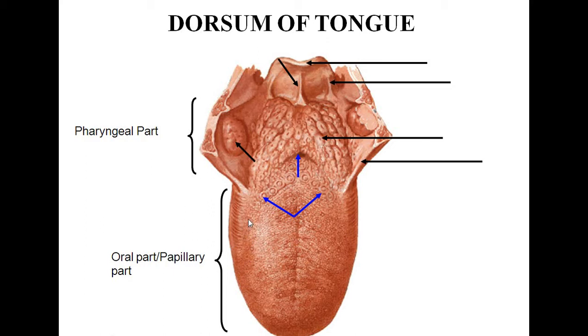The anterior two-third part is also called the papillary part because of the presence of numerous papillae. It is covered with mucous membrane. This part is moist and red in color. Just in front of the two limbs of the sulcus terminalis are the circumvallate papillae, again arranged in the form of an inverted letter V. They are truncated conical projections of the lamina propria of the mucous membrane which are covered by the epithelium.